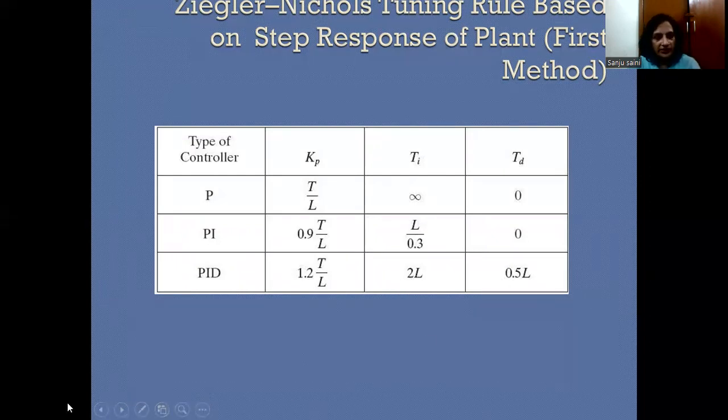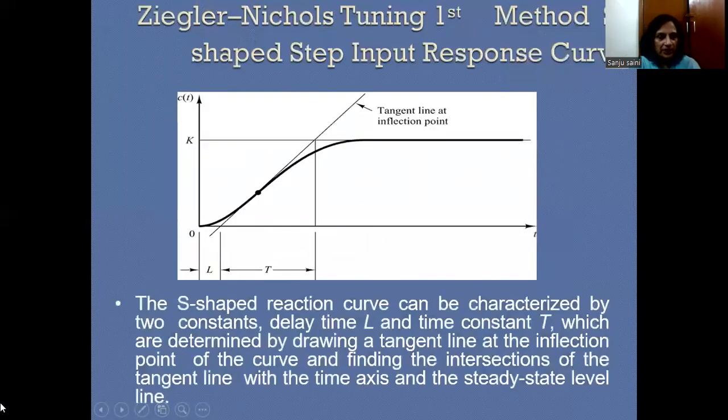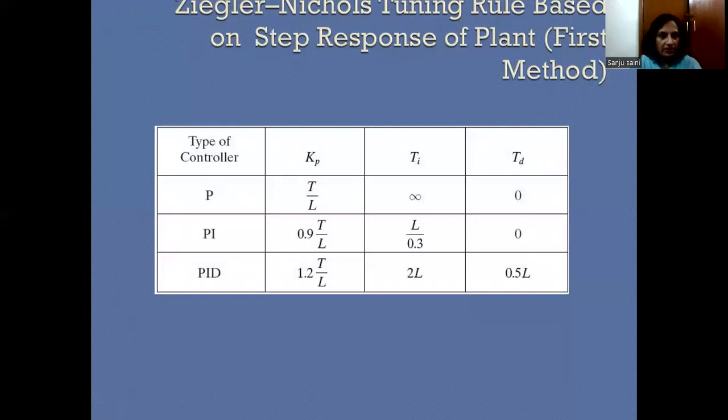So this is the Ziegler-Nichols first method, in which we simply take the output of the system with respect to time. We draw the tangent line at the inflection point and get the values of L and T as shown in this curve, and then this table indicates how we decide the values of the various gains, and it generally gives a satisfactory response.